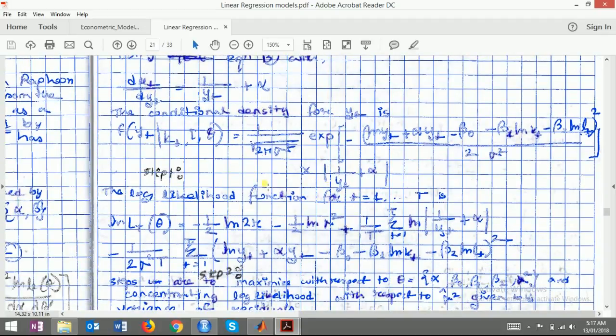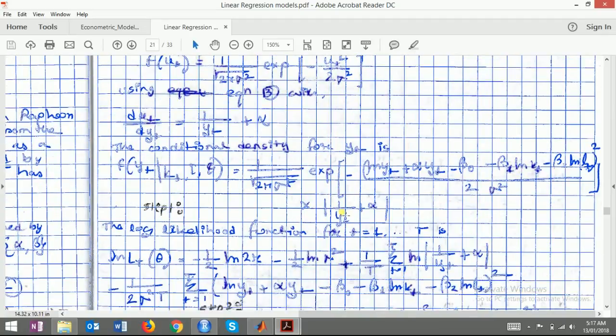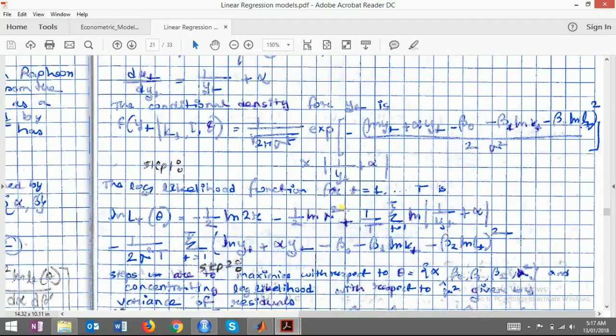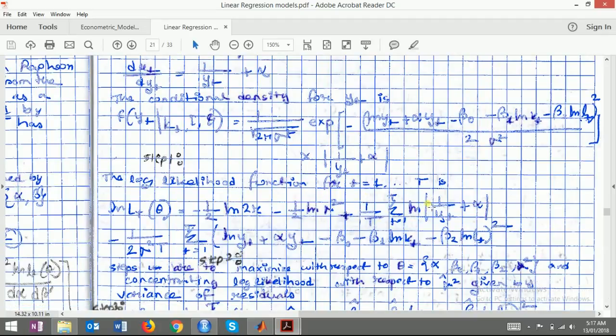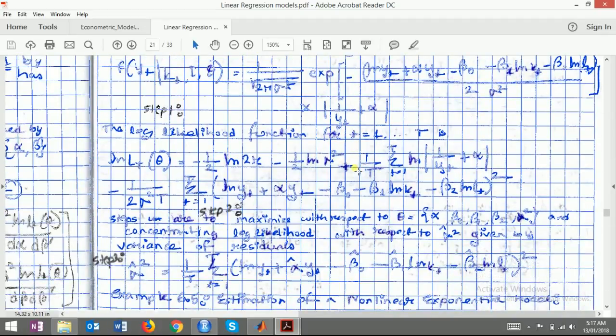So now with that, as ut has been transformed to yt, step 1 of the log likelihood function for t equals 1 up to T is log of LT minus half log 2 pi minus half log sigma square minus 1 by t, this part, log of this part, minus 1 by 2 sigma square t, multiplied to the summation of the entire term. That's all, very simple. The log likelihood function is this.